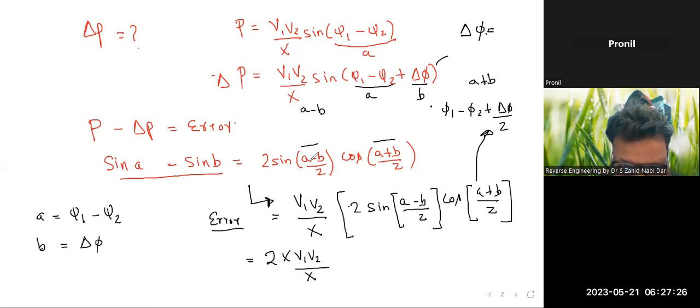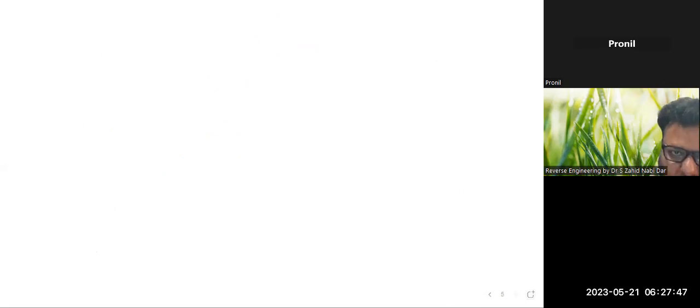A plus B by 2. See, this is 2 sine A minus B by 2 cos A plus B by 2. Why are you not able to do it? Sir, I don't know, I'm very confused by the equations. Okay, I'll write the equation one more time.